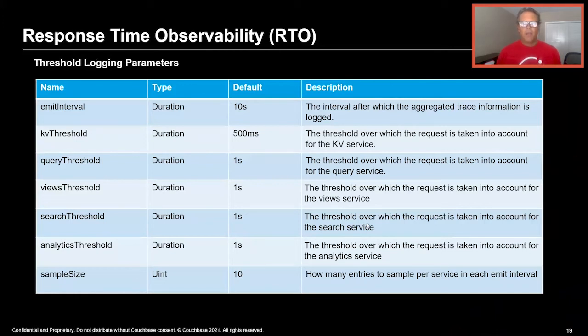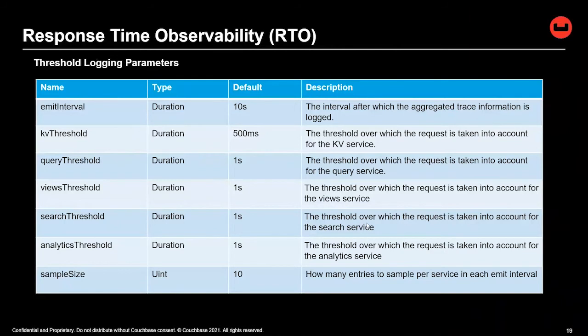We have different durations, or threshold durations, that we use for different services. The defaults are 500 milliseconds for KV, and then 1 second for each of the HTTP services. We also have a default sample size of 10. These are all modifiable and should be modified to meet your goals.